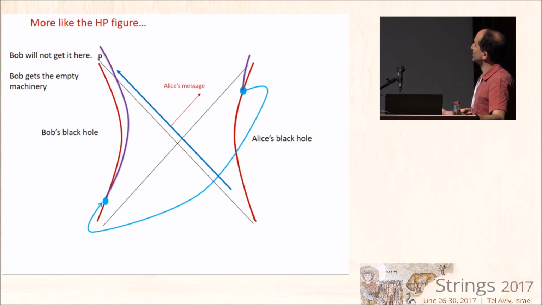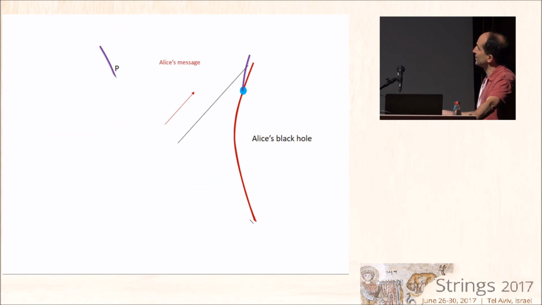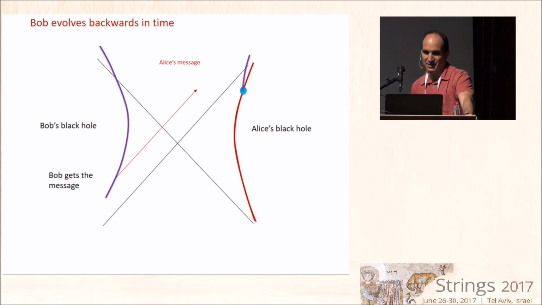You can also consider a more complicated situation where Alice sends a machine that then sends the message here to the right, and then if Bob does this, then he will get the empty machine, but not Alice's message. But he can extract the machine here, and then evolve the system backwards without the machine, and then he will get the message back. So this would be the recovery operation for Bob in this picture.